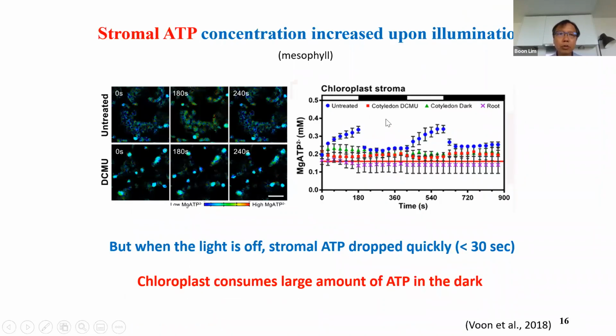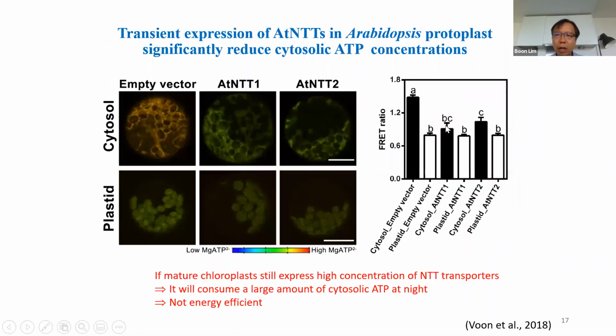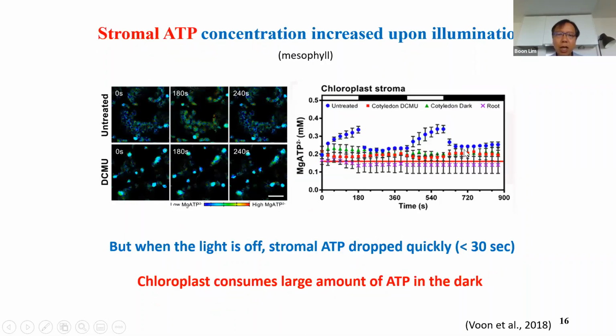Then for 10-day-old seedlings, we tried to use light to illuminate the cotyledon. We can see that when we turn on the light, the stromal ATP increased from about 0.2 millimolar to 0.35. But when we turn off the light, within 30 seconds, it dropped to a low level. We turn on the light, it increased again. We turn off the light, it dropped again. So that means that in the dark, the chloroplast consumes a large amount of ATP.